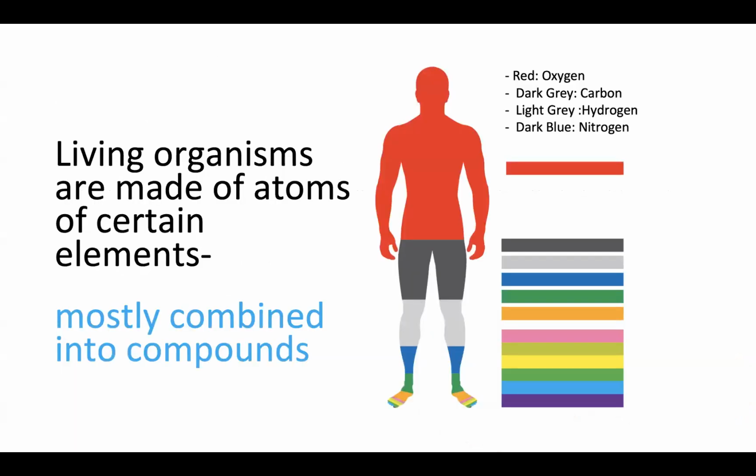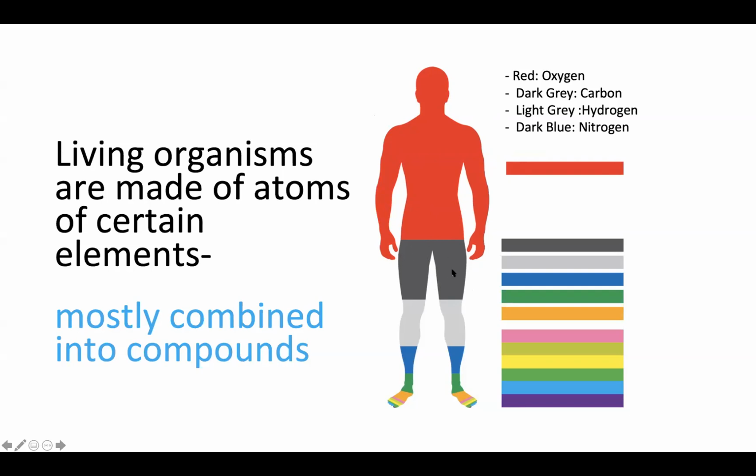This is just a visual. I'm a very visual person, but I'm saying to you that living organisms are made up of atoms of certain elements. We talked about those 4 elements: carbon, hydrogen, oxygen, and nitrogen. This schematic here just shows you a percentage-wise idea of how much of each element is in our bodies. This red is representing oxygen. I mentioned earlier that oxygen is the most abundant element in our bodies. This is again just a proportion. It's not necessarily to scale.